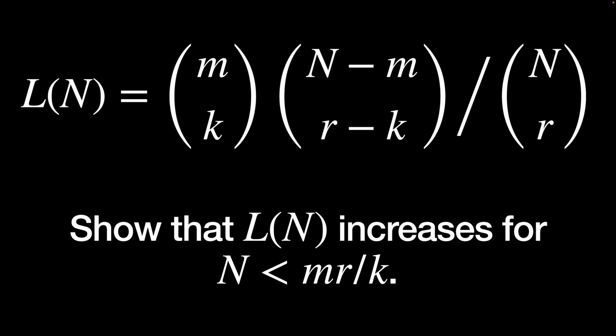If we define L of n to be the product of m choose k and n minus m choose r minus k, divided by n choose r, then we want to show that our function L of n increases for n less than mr divided by k.